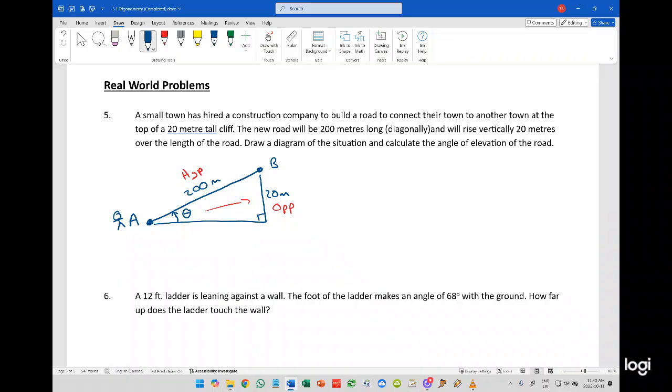All right, so once we know that we're dealing with an opposite and a hypotenuse, so SOH CAH TOA, sine is opposite over hypotenuse. So sine of theta equals opposite over hypotenuse. If you want to take this step, you're more than welcome to. This one's easy at least to write down. 20 divided by 200 is 0.1.